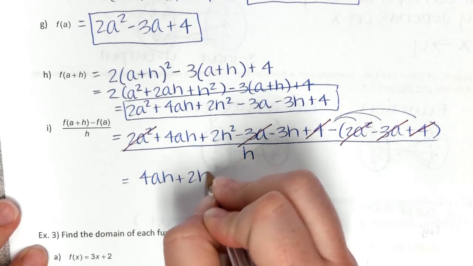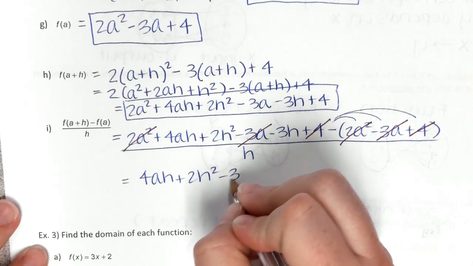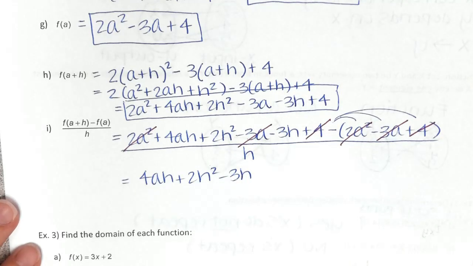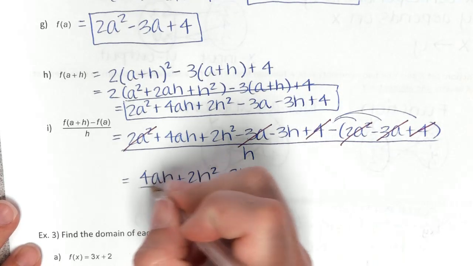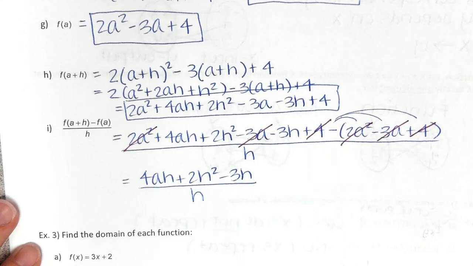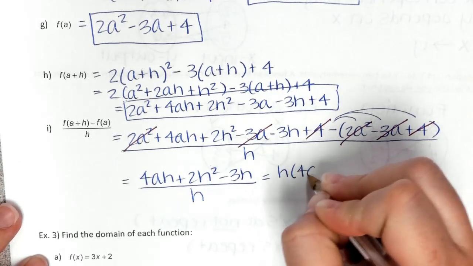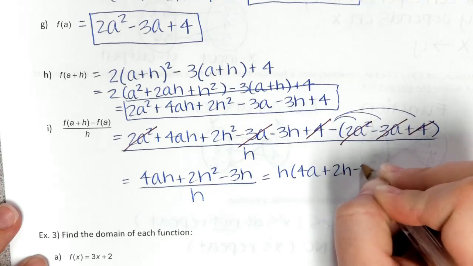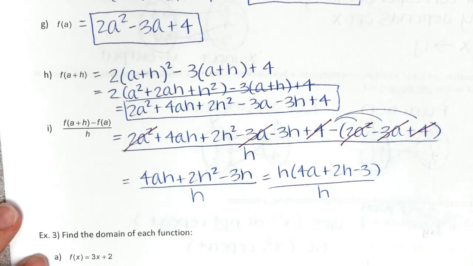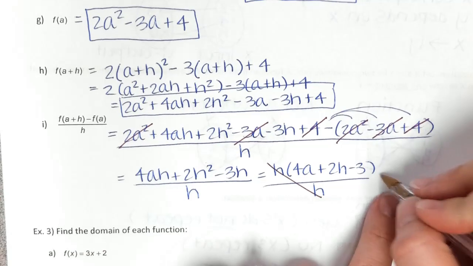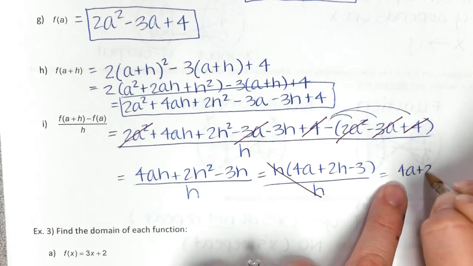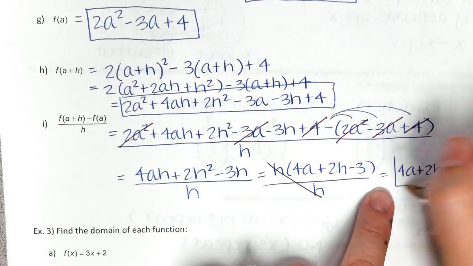4ah plus 2h squared minus 3h. Look, what do all three of those terms have in them? An h. So we can divide this by h. We're simply going to factor an h out of each term, and then this h will now cancel with this h. And your answer is 4a plus 2h minus 3.